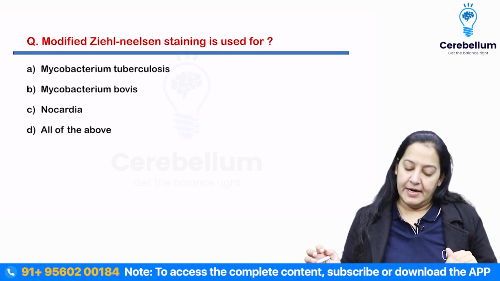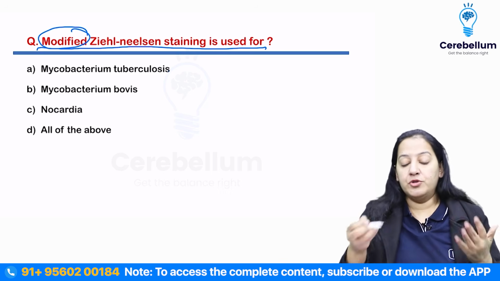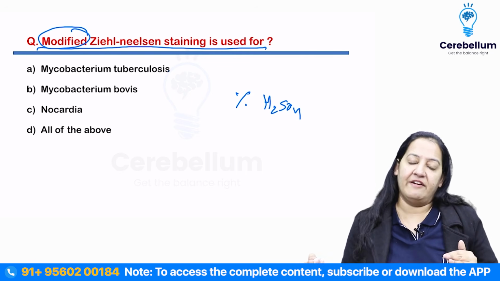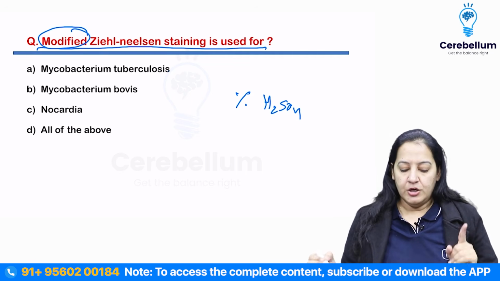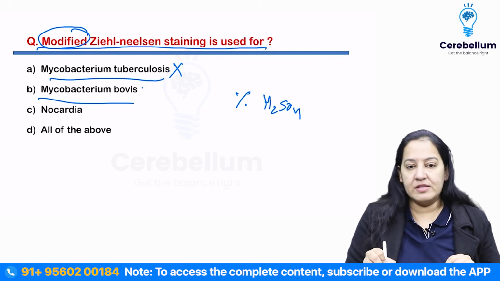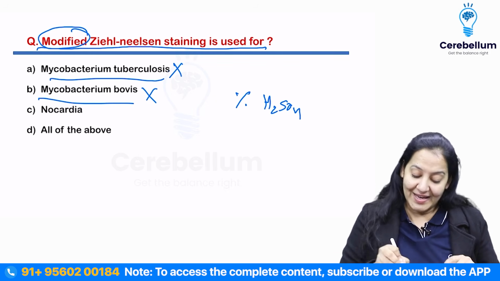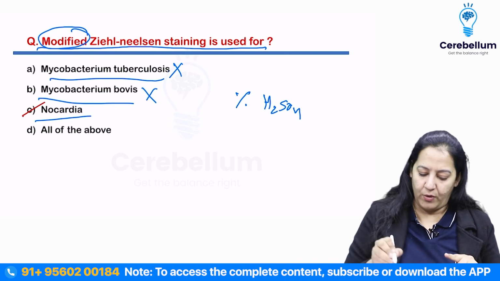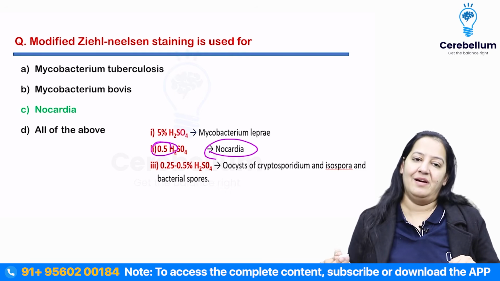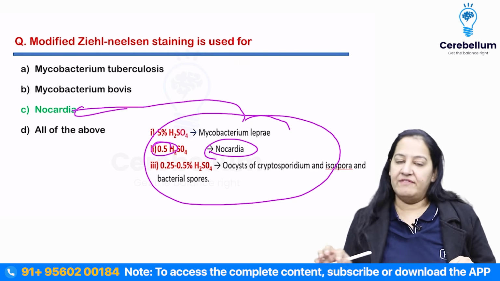Coming to the next question, it's in front of you. Modified Ziehl-Neelsen stain is used for. What is the modification? We modify the percentage of H2SO4. Instead of the standard 20%, we use some other percent like 5%, 0.5% and 0.25%. Do we do it for Mycobacterium tuberculosis? No, we don't. Do we do it for Mycobacterium bovis? No. We do it for Mycobacterium leprae. Instead of 20%, we use 5%, but it is not there in the options. The next is Nocardia. Yes, we can do it for Nocardia. For Nocardia, we use 0.5%. That is a modification, right? So among all the organisms showing modification, only Nocardia is given in the options. So I will go with Nocardia.